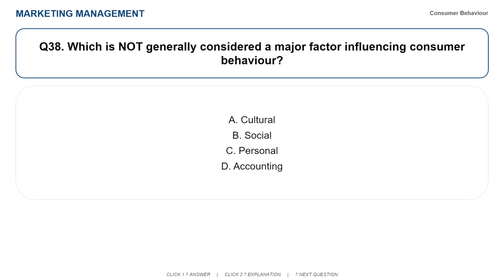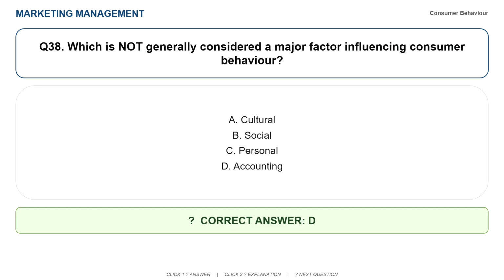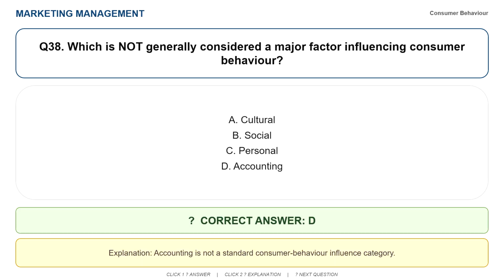Question 38. Which is not generally considered a major factor influencing consumer behavior? Option A, cultural. Option B, social. Option C, personal. Option D, accounting. The correct answer is D. Explanation. Accounting is not a standard consumer behavior influence category.